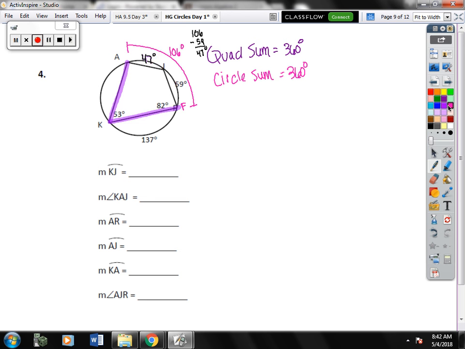Probably the next thing I would do is find out how long this arc is, using the fact that I have this part and this part. So I just need to do 360, my circle sum, minus 47, 59, and my 137. You could add them all up and then subtract them if you wanted to. But I should get 117.